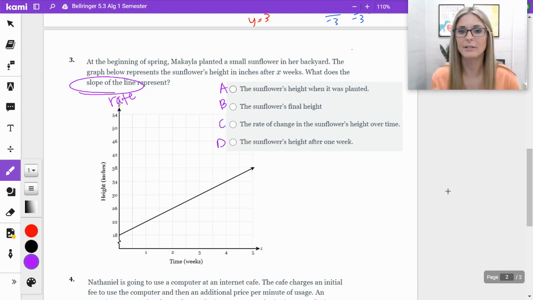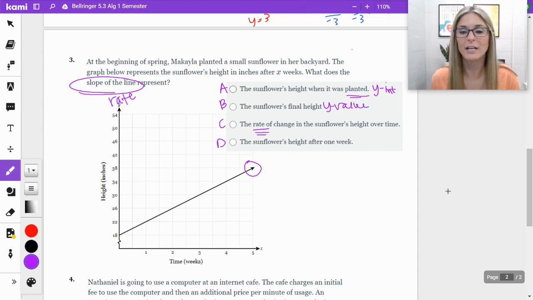A says the sunflower's height when it was planted. When it was planted, like when it started, that sure sounds like a y-intercept type of description. B, the flower's final height. That actually sounds like something way off in the distance that I will possibly never know. And it is definitely some y value. But we need the slope.